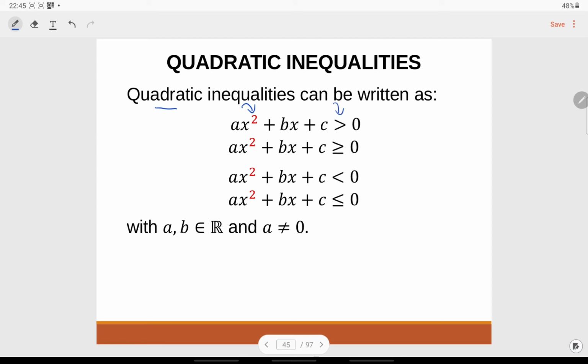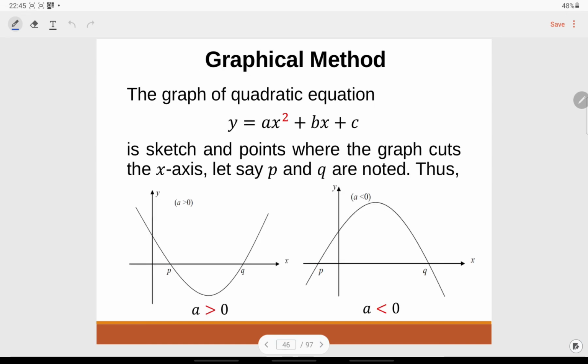In order to maintain the quadratic form of this inequality, we need to make sure that a is not equal to 0. For how to solve a quadratic inequality, we can use what we call the graphical method. So how to do the graphical method?